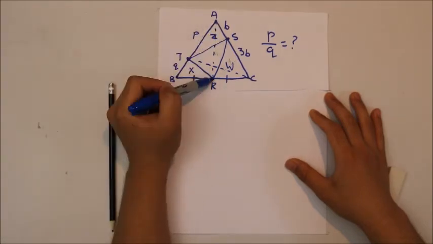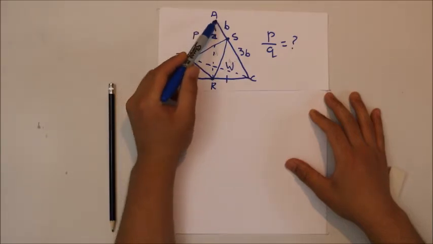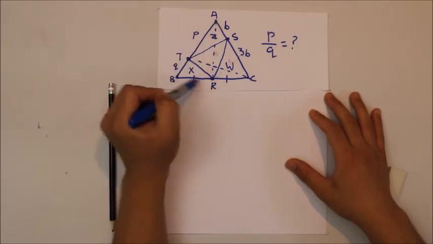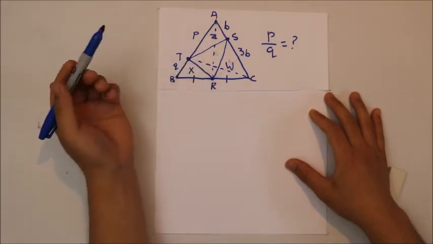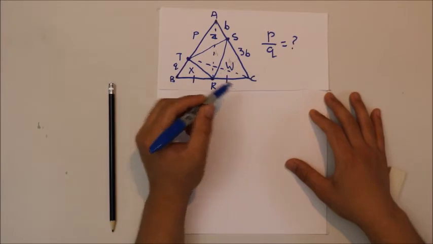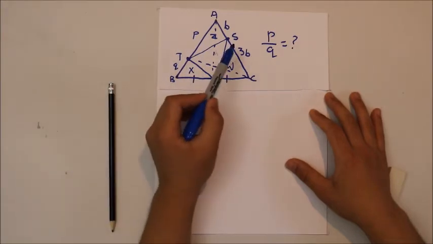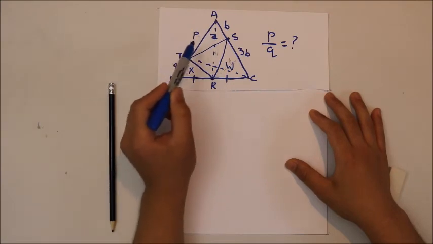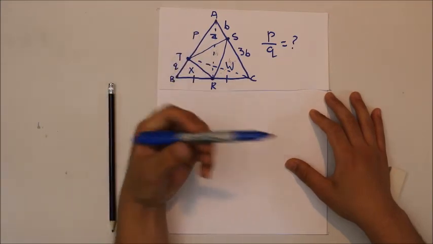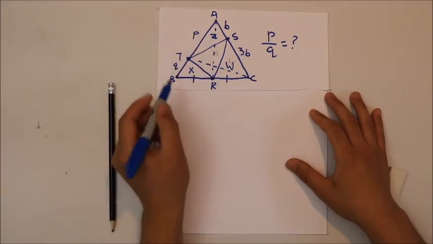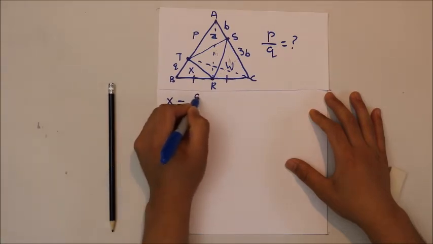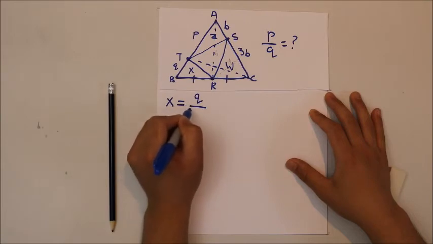Also, we have involvement of midpoint R. Because we proved that triangle ARC is 1/2 of ABC, we know that ABR is the other half of triangle ABC. However, in this case, we do not have the lengths 3B and B. We have Q and P.